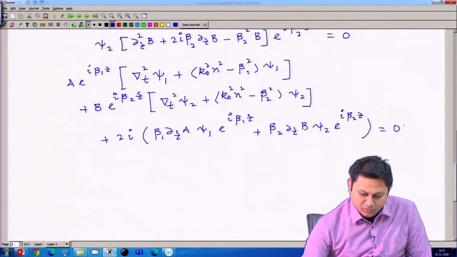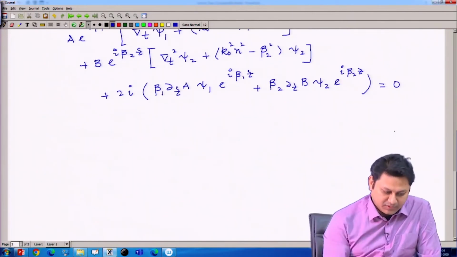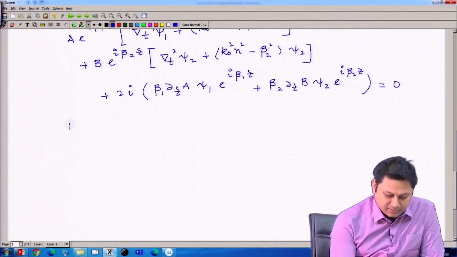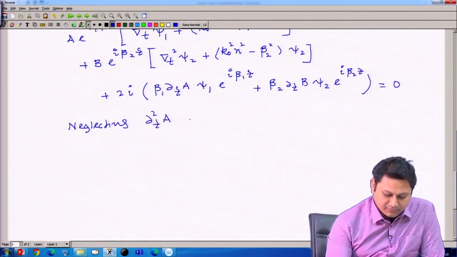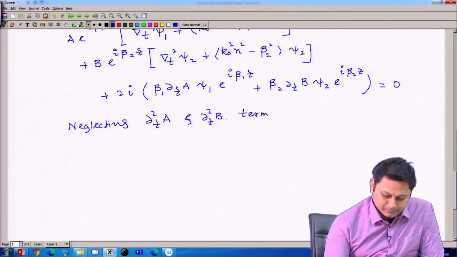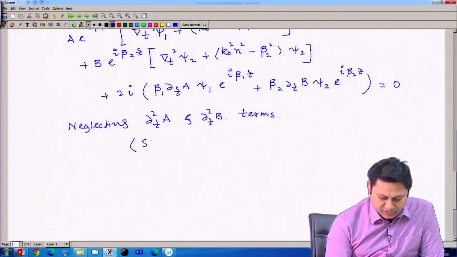So, I am making one approximation. So, let me first write down this approximation, that we are neglecting these second order derivative terms. So, this is a slowly varying approximation.